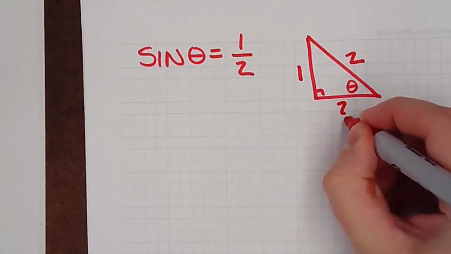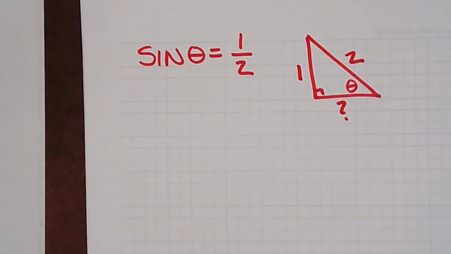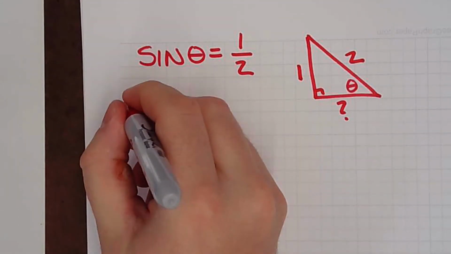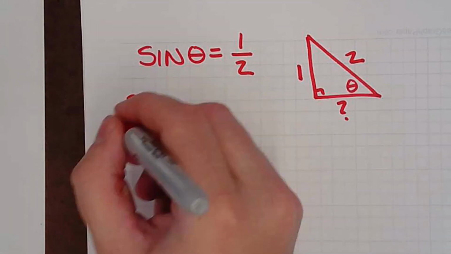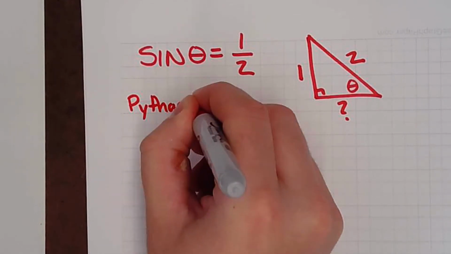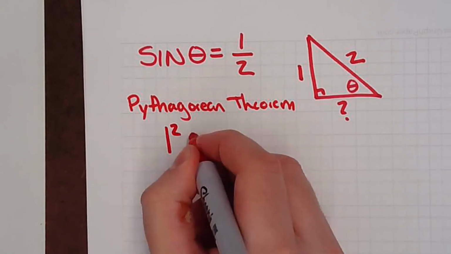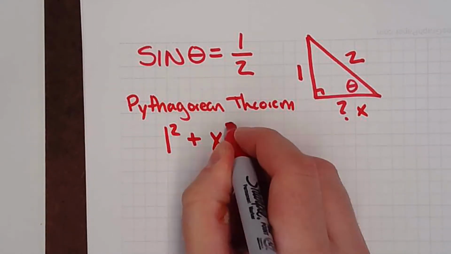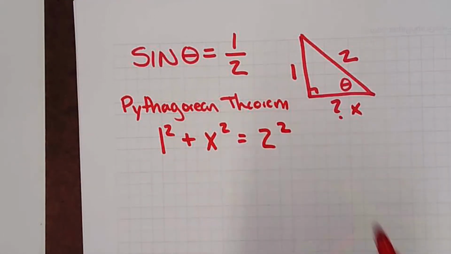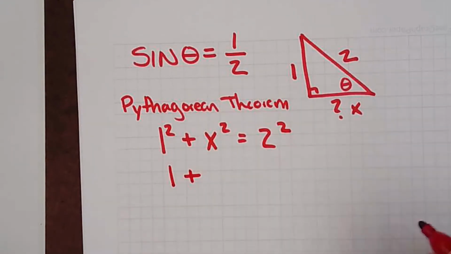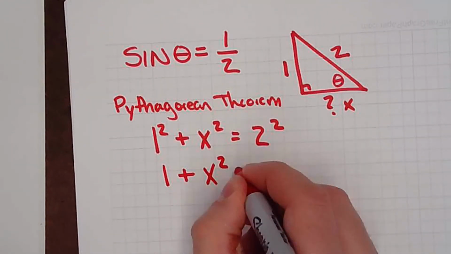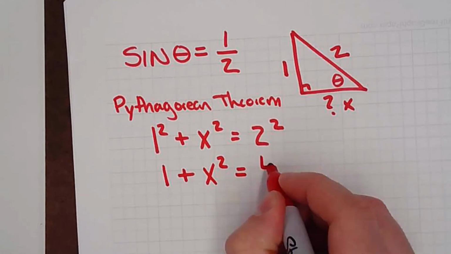We don't know what this side is. How can we figure out what that side is? We have to do that one thing: the most famous theorem in all of mathematics, the Pythagorean theorem. So 1 squared plus we don't know squared equals 2 squared. What's 1 squared, everybody? 1. x squared is x squared. And 2 squared is? 4.